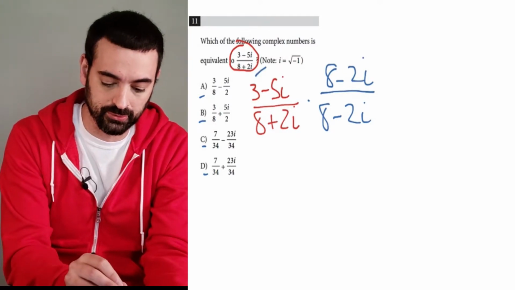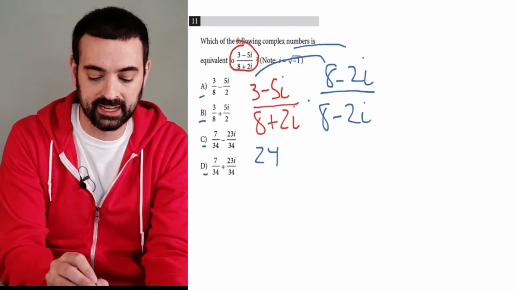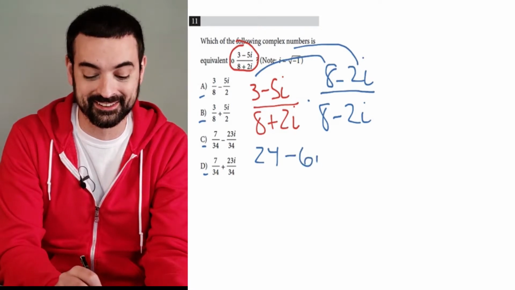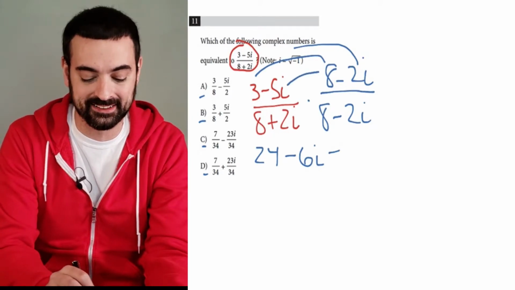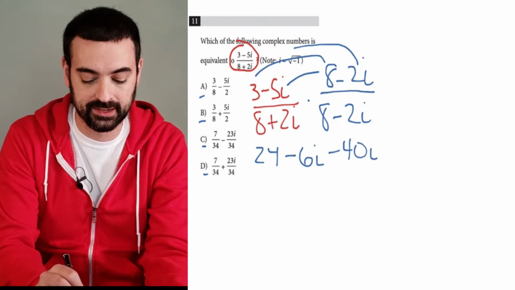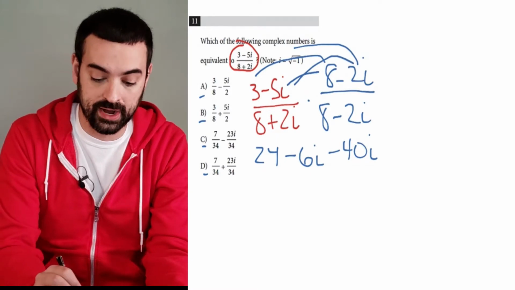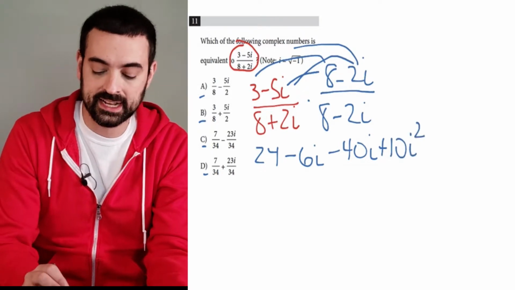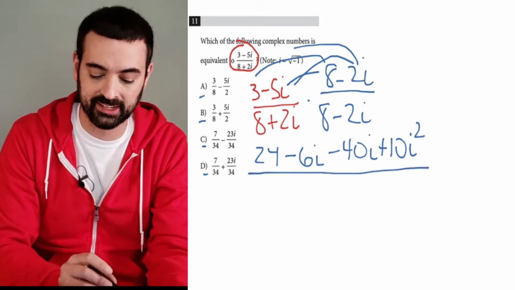Let's do 3 times 8, that's 24. 3 times -2i, that's -6i. I feel like the heat is on. Can I FOIL in real time? -5i times 8, that's -40i. And -5i times -2i is +10i squared. And that i squared is going to come in handy in a moment. We're going to leave that alone for now, but we'll see it again soon enough.